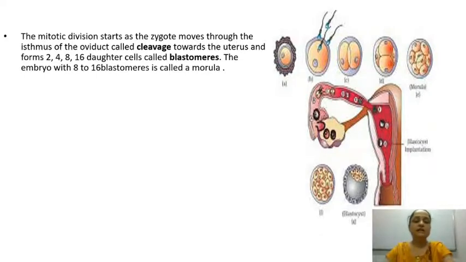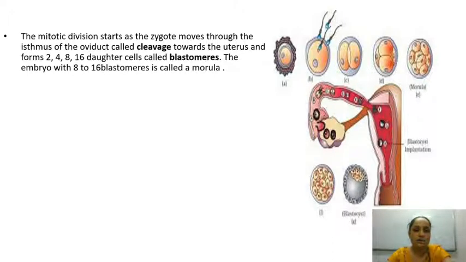Okay, the mitotic division starts as the zygote moves through the isthmus. Isthmus is also a part of the fallopian tube. That is the part where the uterus is going to start and the tube is going to end. Okay, here you can understand. Then the oviduct undergoes cleavage towards the uterus. When the zygote is going to divide, after the first cleavage it will become 2 cells, then 4 cells, then 8 cells, then 16, 32, like that.